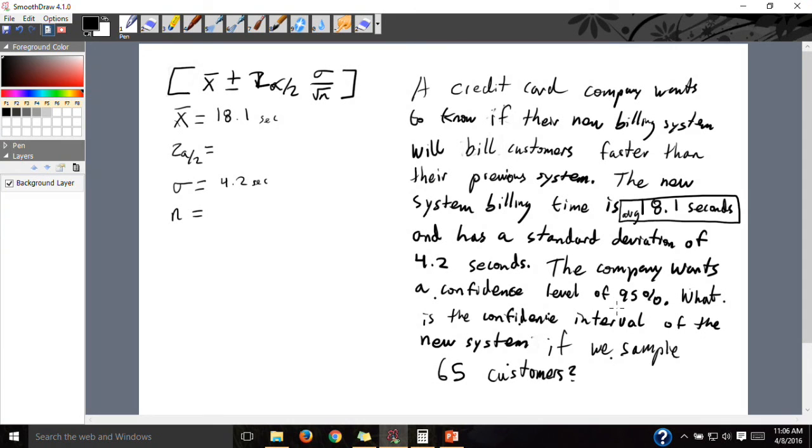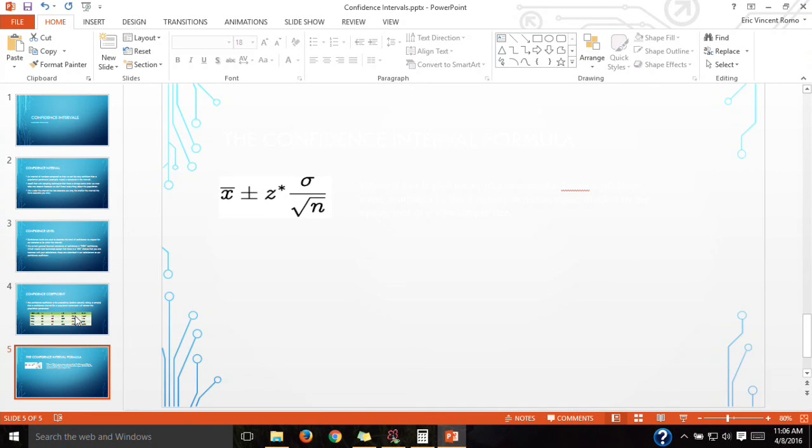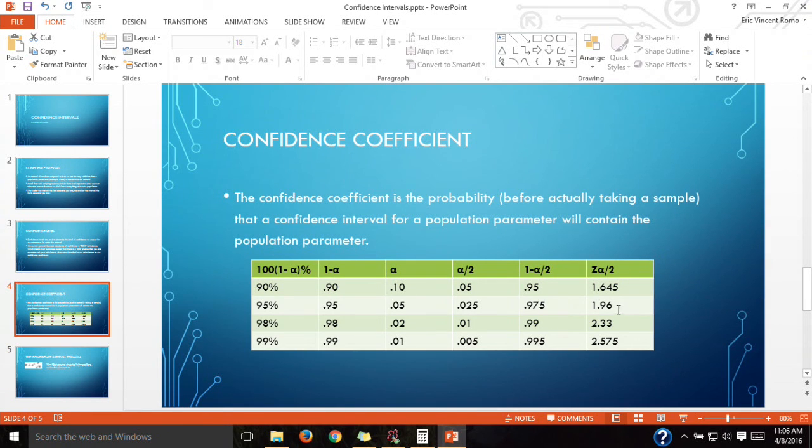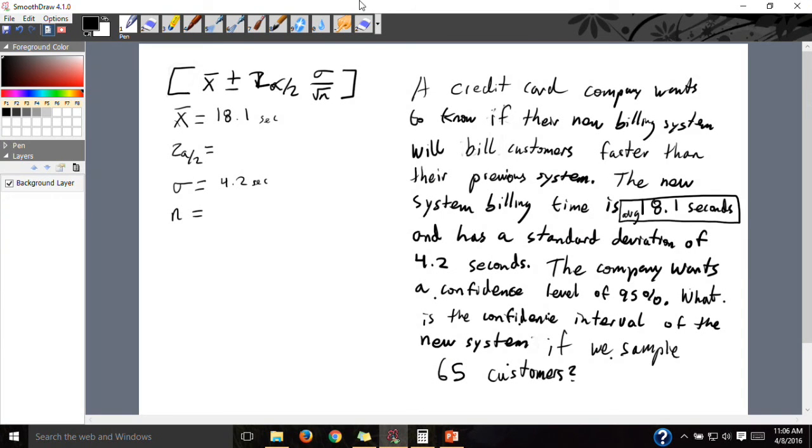They said they wanted a 95% confidence interval. Well, I know from my previous little chart right here that my z value for z alpha divided by 2 for 95% confidence must be 1.96. So this value right here is 1.96. And my sample size n, let's see, what is the confidence interval of the new system if we sample 65 customers? So this right here will be 65. I know everything that I need to know to figure out my confidence interval.